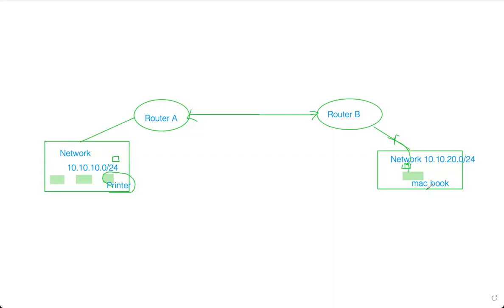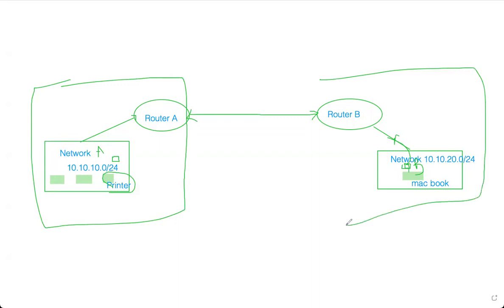Now, if there are two networks and two routers, can they directly communicate without a protocol? So this is network A with 10.10.10/24. This is network B with 10.10.20/24. This is connected to router A. For example, this is in building 1, and building 1 has router A, and this is in building 2, and building 2 has router B.